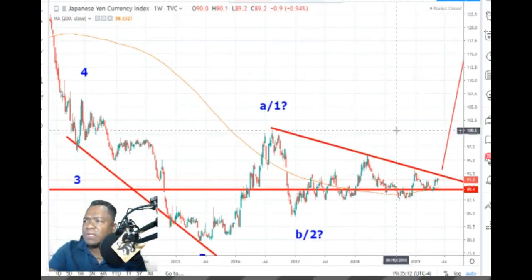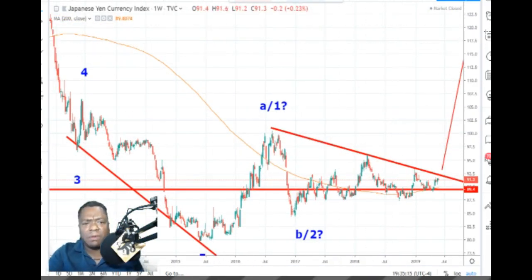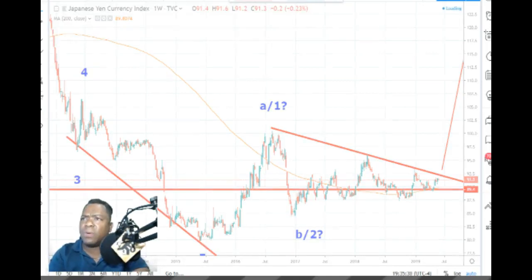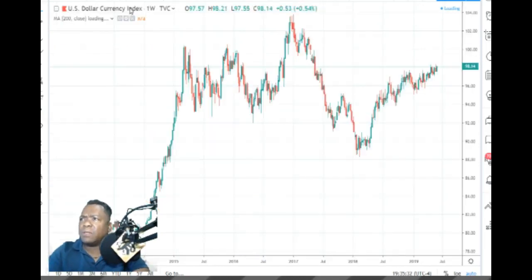Okay, so the Japanese yen benefits from any type of fear, war, missile launches by Rocket Man over in North Korea. All those, the yen is a big beneficiary. The other currency is the dollar, the old U.S. dollar.